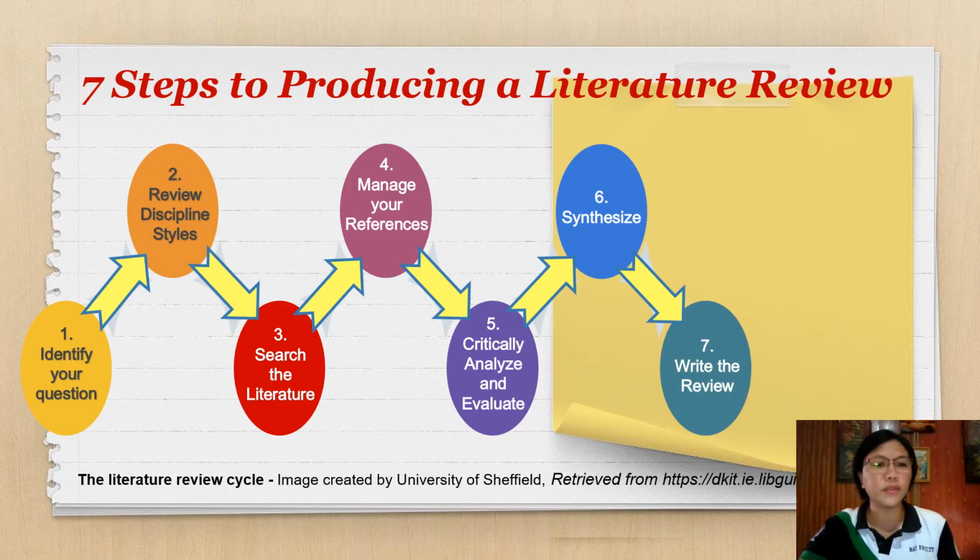Another one is one of the sources that I've had has given the 7 steps to producing a literature review. First is identify your question. Second is to review discipline styles. Third is to search the literature. Fourth is to manage the different references. Fifth is to critically analyze and evaluate. Sixth is to synthesize. And seventh is to write the review.